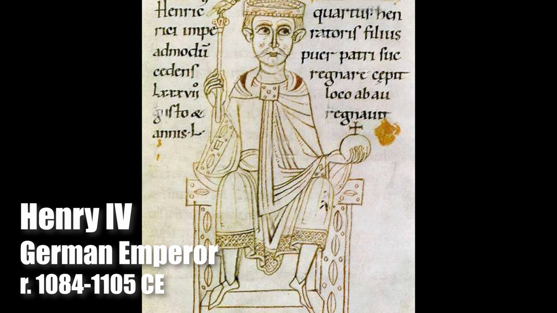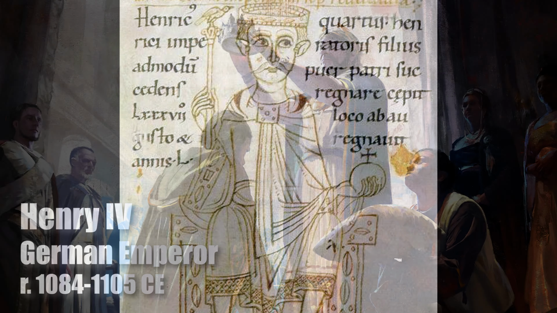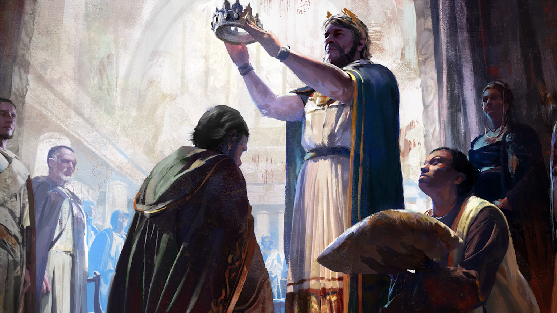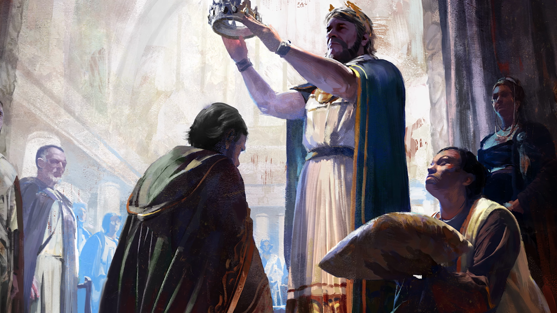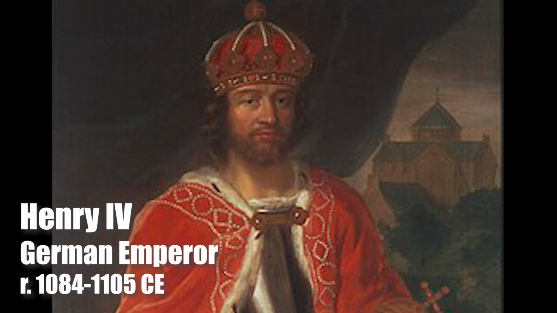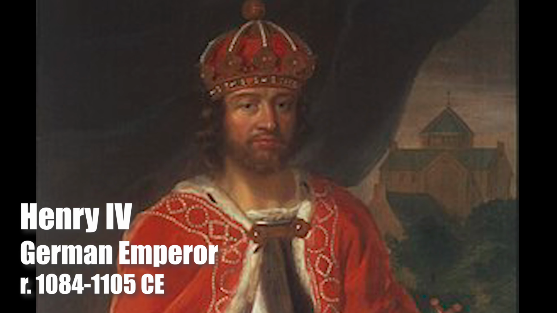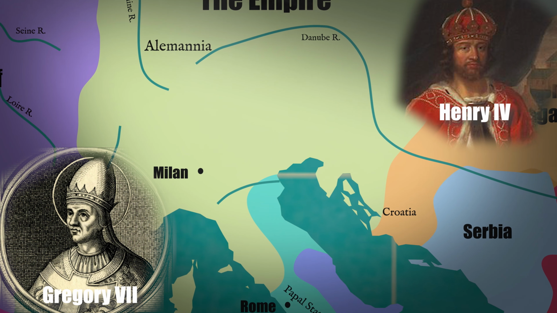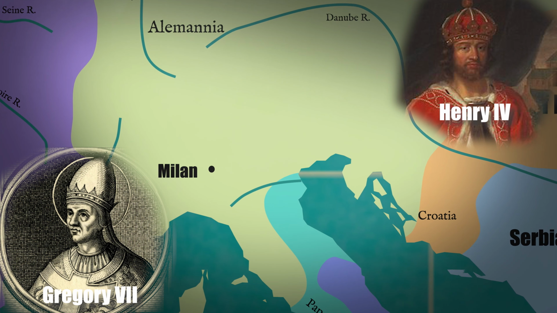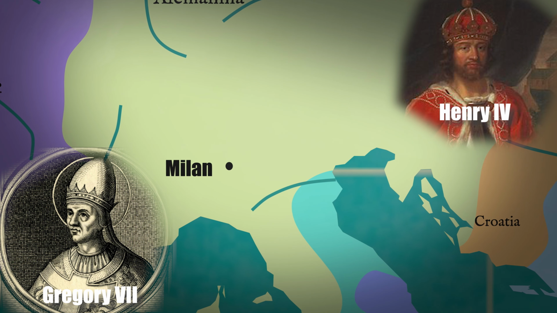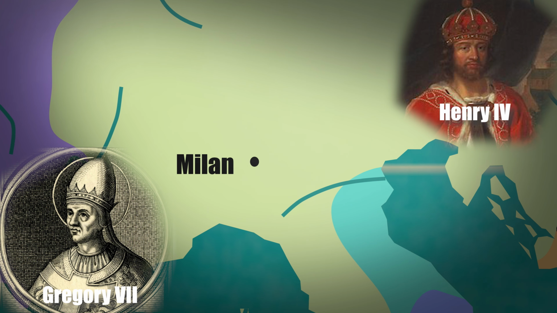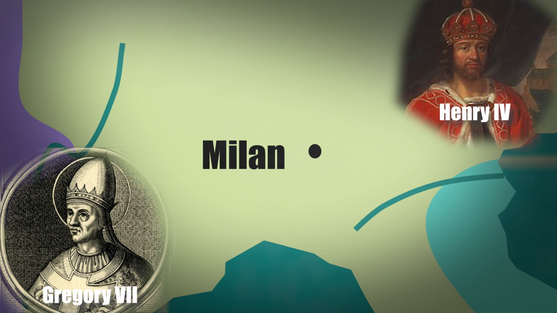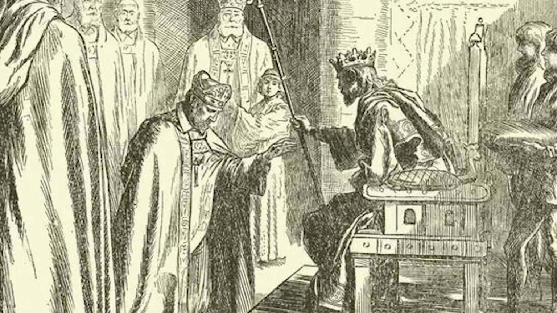Indeed, an emperor or king was said to be anointed by God upon accession to the throne. So just as his father Henry III had appointed popes and bishops, Henry IV reserved that right for himself too. The power struggle between Gregory and Henry would come to a head over the appointment of a new archbishop in the city of Milan. The position had remained vacant for several years as two rival candidates, one supported by the Pope and one by the Emperor, vied for control.